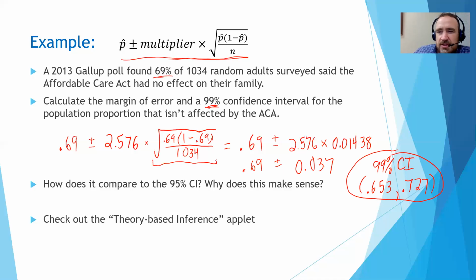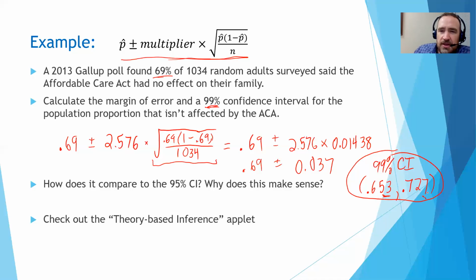What is this saying? We feel really confident, 99% confident, that the true proportion of families that would say no, they haven't been affected, amongst the whole United States, is somewhere between 65 and almost 73%. So our true parameter pi falls somewhere in there, and we feel very confident of that. How does it compare to the 95% confidence interval? It is a little bit wider. This is a little lower, this is a little bit higher, and a little bit wider because we're getting that trade-off with the higher confidence level.